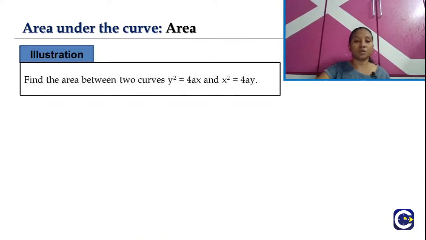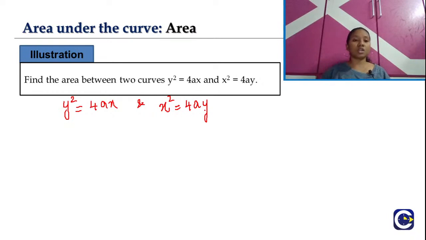while solving a question. So here comes the question, guys. What is the question? Find the area between two curves. One is y square equal to 4ax and the other curve is x square equal to 4ay. So here we are given two curves, and both are nothing but parabolas: y square equal to 4ax and x square equal to 4ay.